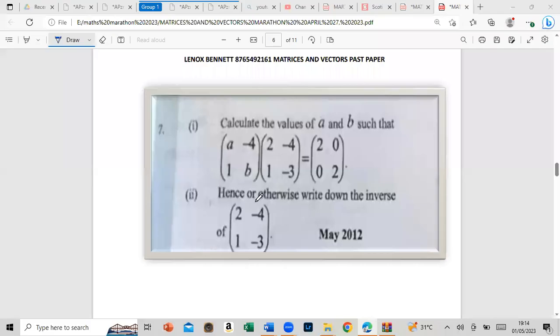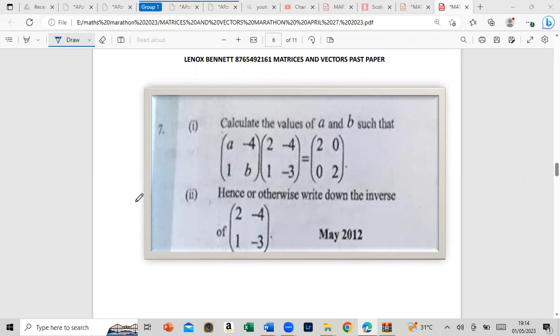Stuff to do. All right. So first of all, these are all past papers. So this was made 2020. Calculate the values of A and B such that the matrix (A, -4; 1, B) times the matrix (2, 4; -1, -3) equals the matrix (2, 0; 0, 2).